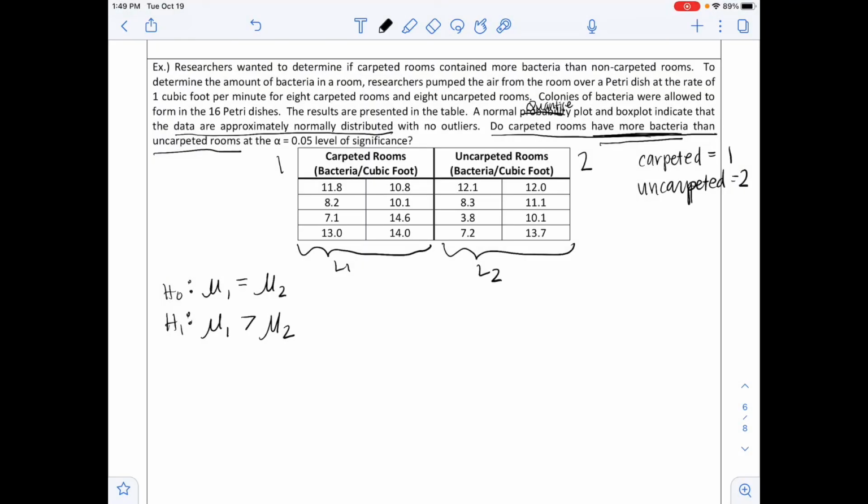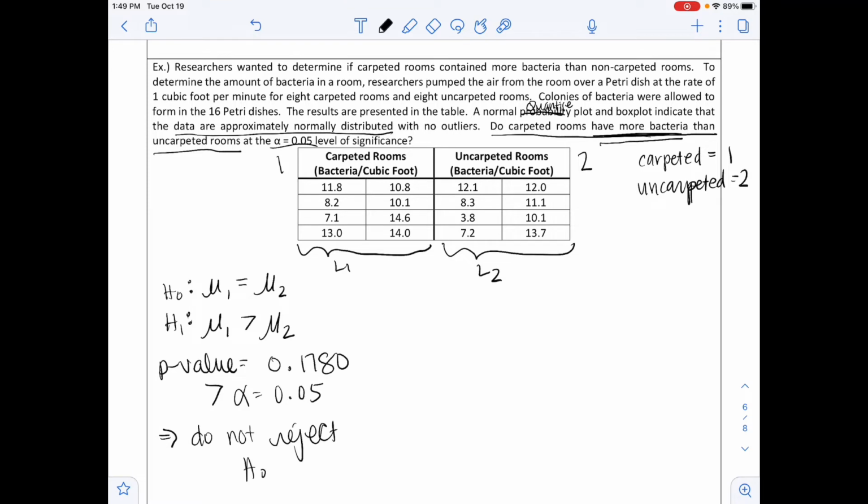From the graphing calculator, we get a p-value equal to 0.1780, and this is definitely greater than alpha, which for this problem, our alpha was given to us as 0.05. And so since our p-value is greater than alpha, this means that we do not reject H naught.